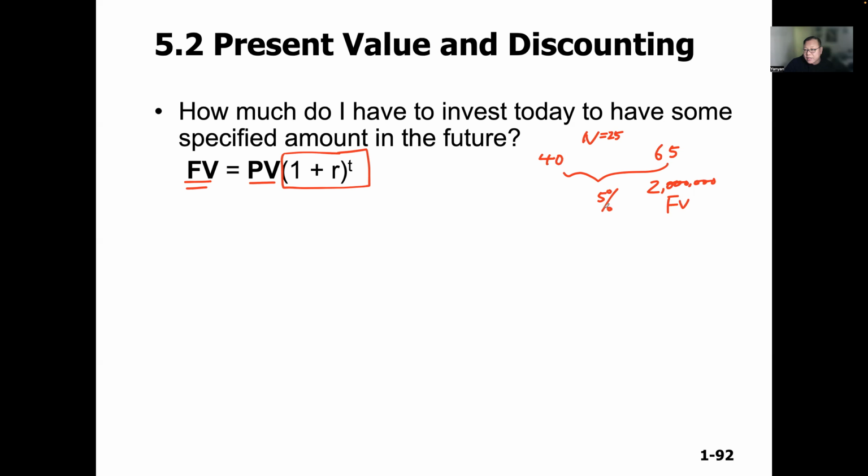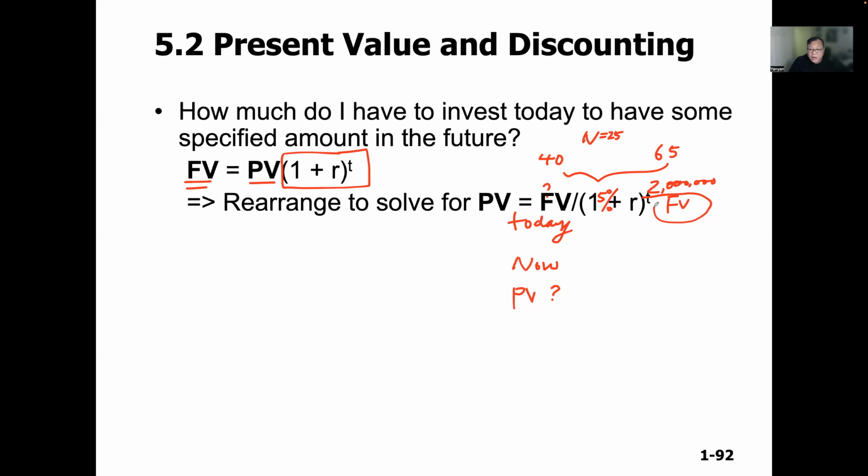I ask myself a question. Today, or I can say right now, how much do I need to deposit into the bank? When I say today, now, that's present value. So basically in this question, I'm trying to figure out the present value, but I know the future value. That's the scenario: you know the future value, you know the n, you know the interest rate, you want to figure out your present value. That's not very hard, right?